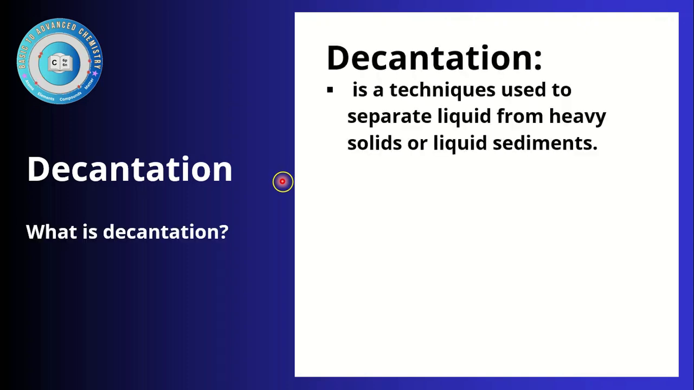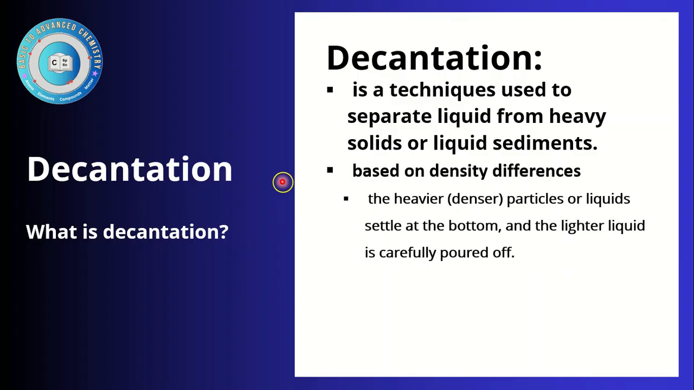The second technique is decantation. So how can we define decantation? So what does decantation mean? Decantation is a technique used to separate liquid from heavy solids or liquid sediments. The principle is based on density difference. So what does it mean? The heavier or denser particles or liquids settle at the bottom and the lighter liquid is carefully poured off. By using this technique, we can separate mud from water.